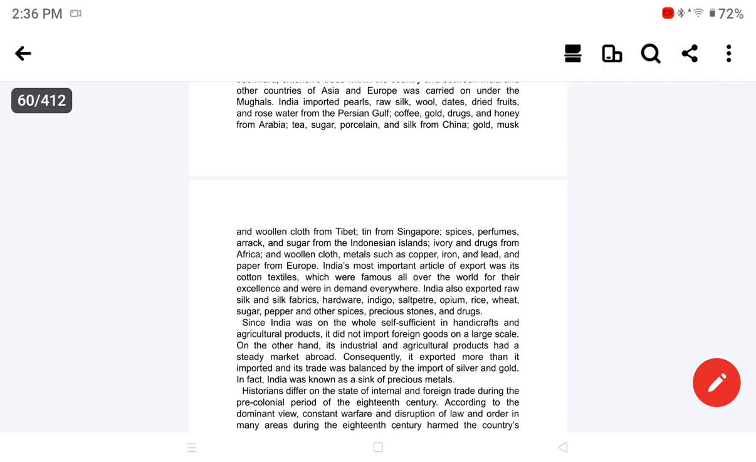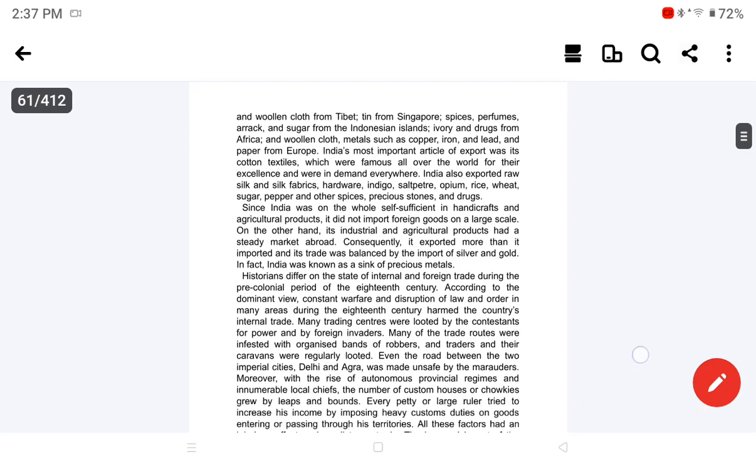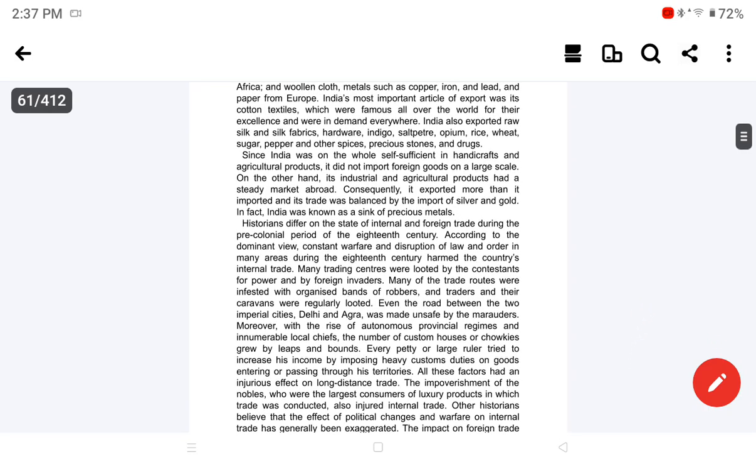India's most important article of export was its cotton textiles, which were famous all over the world for their excellence and were in demand everywhere. India also exported raw silk and silk fabrics, hardware, indigo, saltpetre, opium, rice, wheat, sugar, pepper, and other spices, precious stones, and drugs. Since India was on the whole self-sufficient in handicrafts and agricultural products, it did not import foreign goods on a large scale.